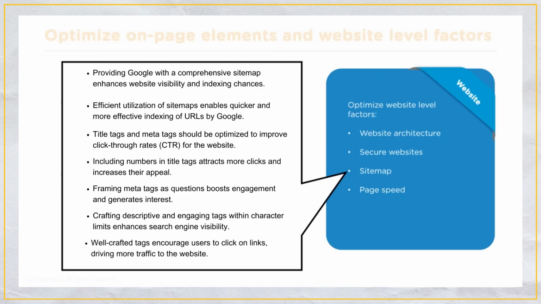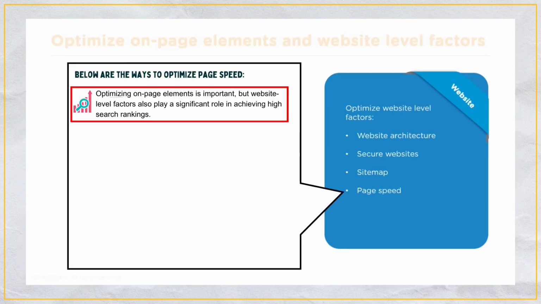Similarly, framing meta tags as questions can increase engagement. Instead of a straightforward tag like Learn the Importance of First Page Rankings, posing it as a question such as How to Rank Number 1 on Google generates more interest. By crafting descriptive and engaging tags within the character limits, you can improve search engine visibility and encourage users to click on your links, driving more traffic to your website.